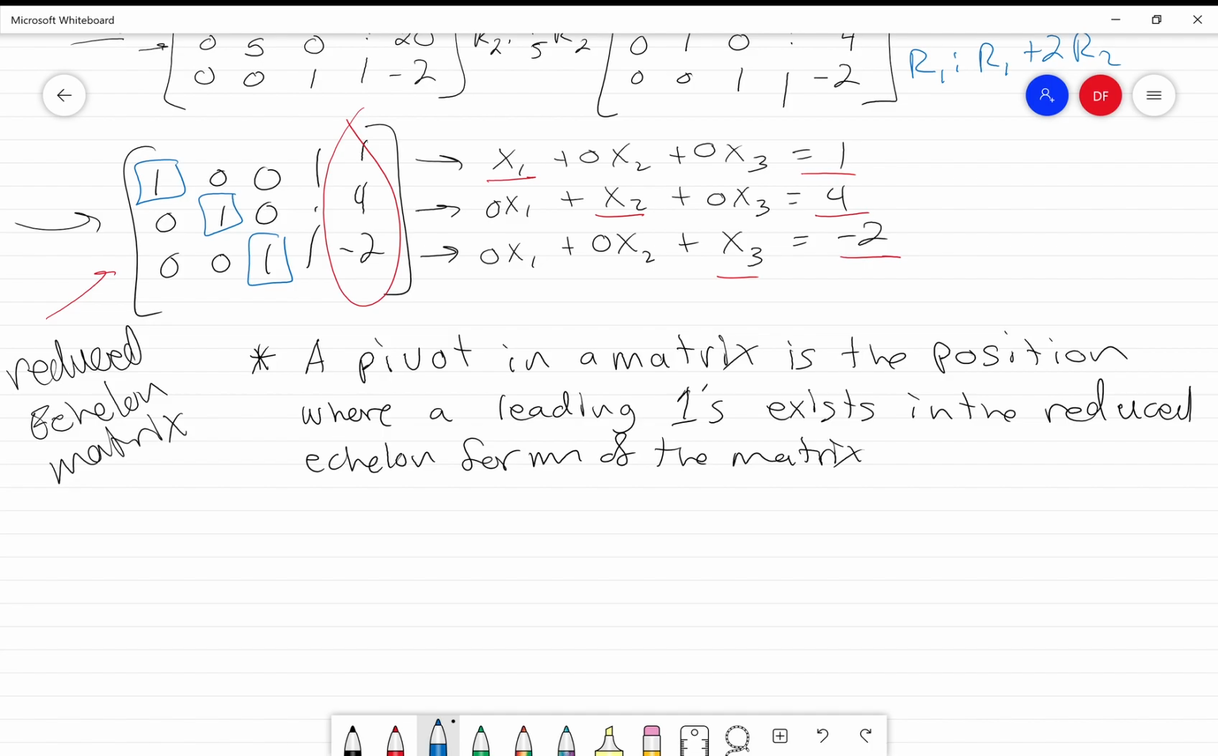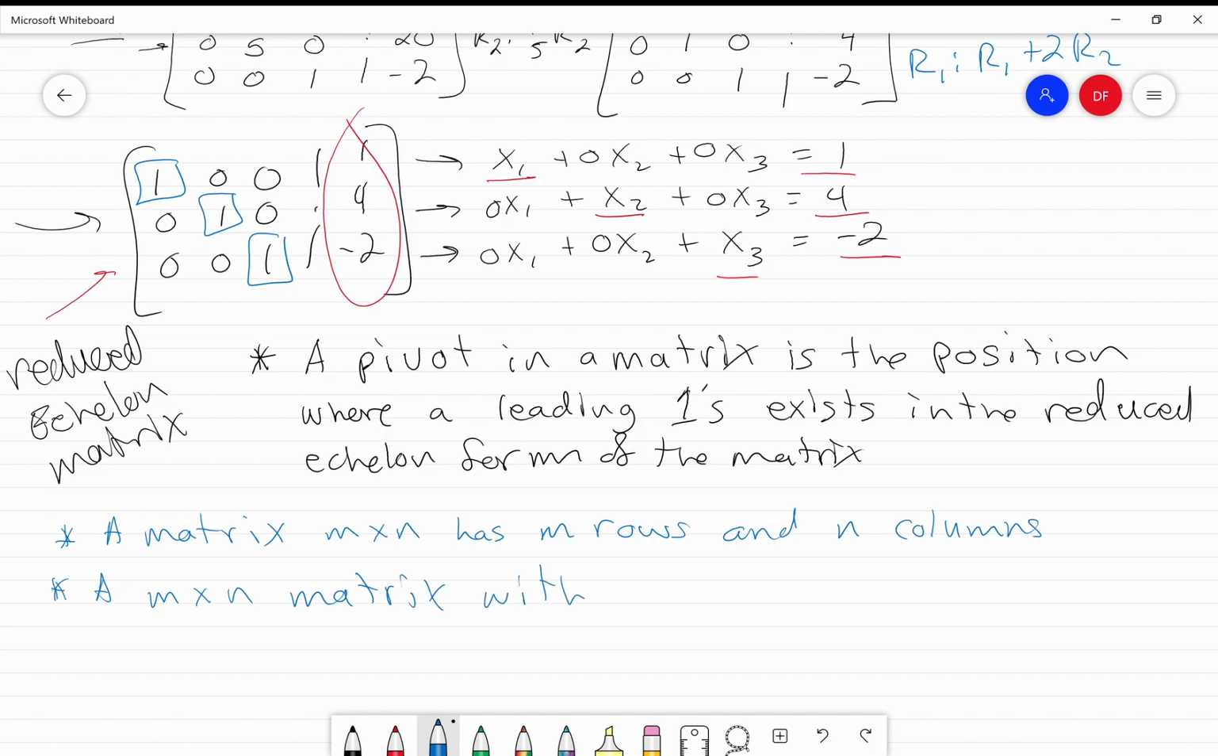Now, a matrix that is m by n has m rows and n columns. An m by n matrix with n columns has one solution.